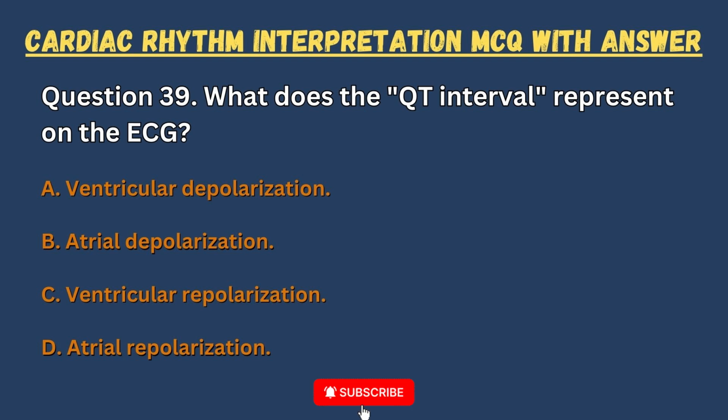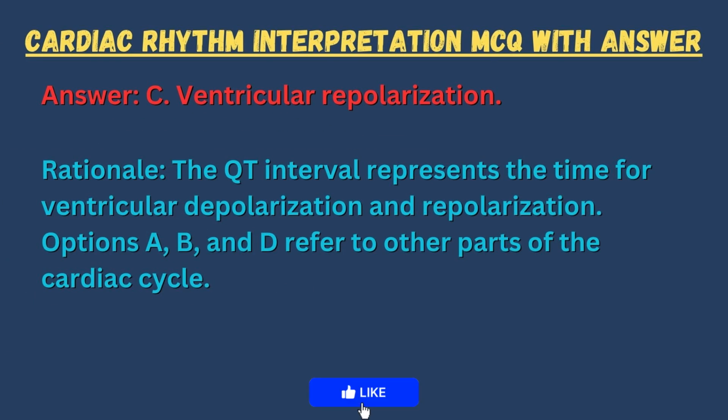A. Ventricular depolarization. B. Atrial depolarization. C. Ventricular repolarization. D. Atrial repolarization. Answer: C. Ventricular repolarization. Rationale: the QT interval represents the time for ventricular depolarization and repolarization. Options A, B, and D refer to other parts of the cardiac cycle.